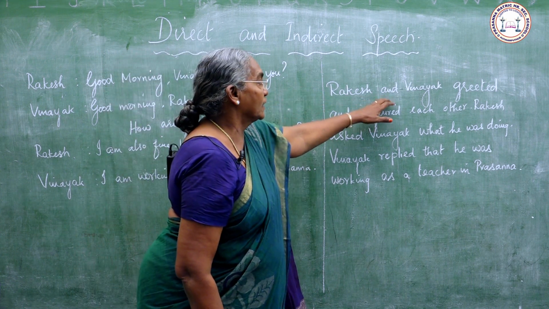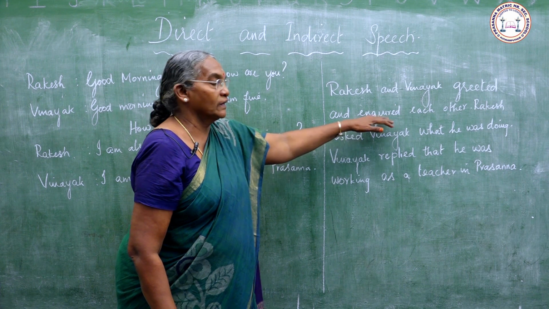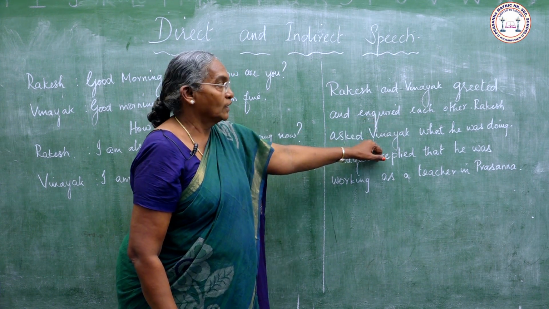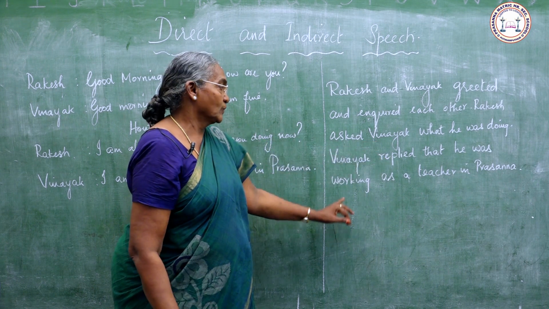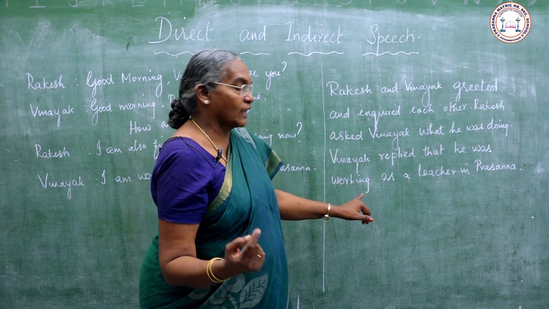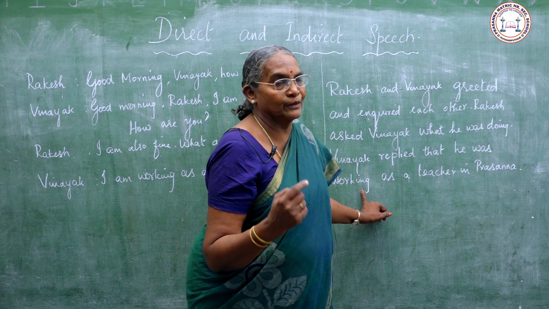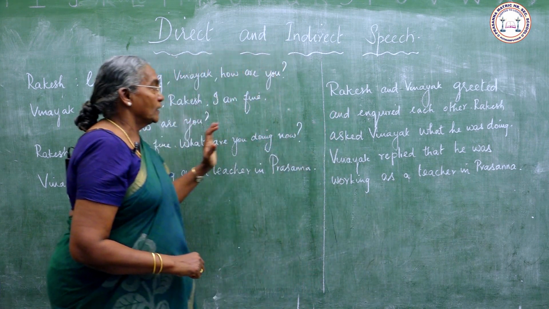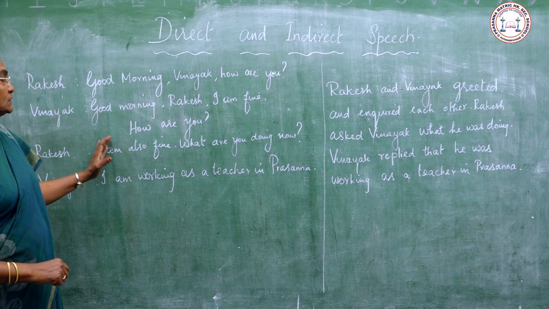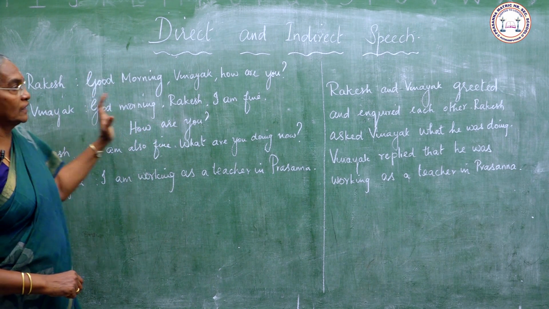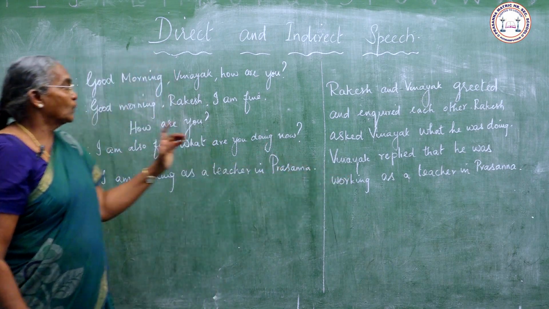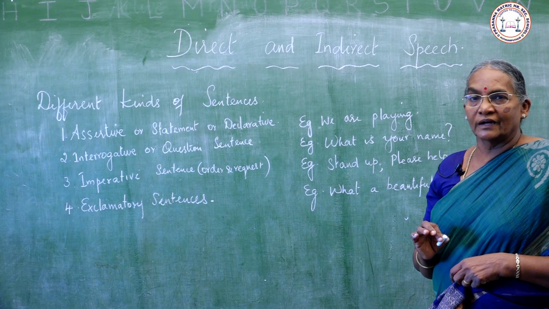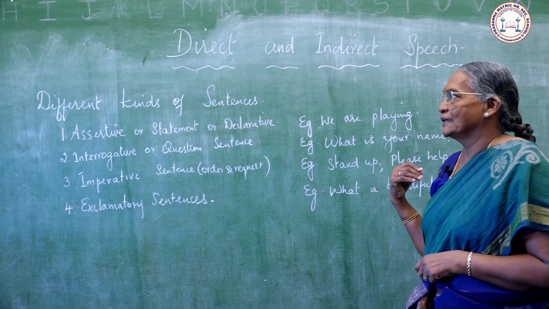Rakesh and Vinayak greeted and inquired each other. Rakesh asked Vinayak what he was doing. Vinayak replied that he was working as a teacher in Prasanna. This is reported speech. You can point out some differences between the direct and indirect. Now we shall see how direct speech is changed into indirect speech.